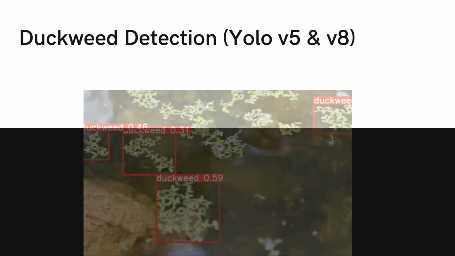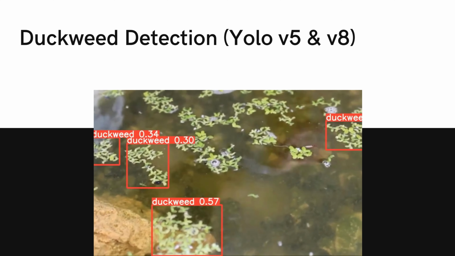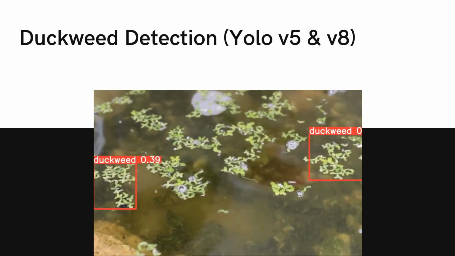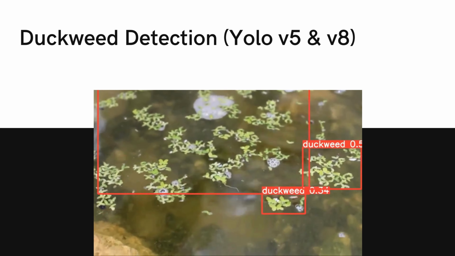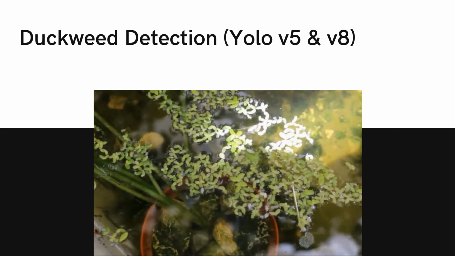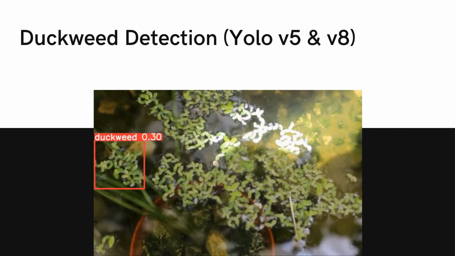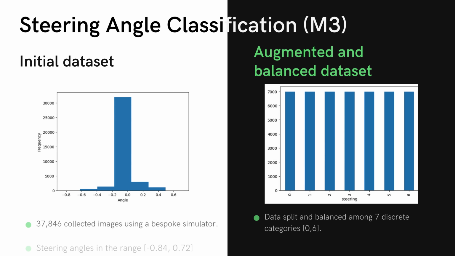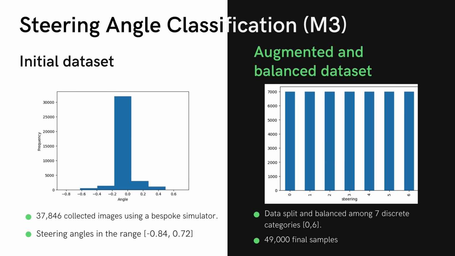We experimented with two versions of YOLO, namely YOLO version 5 and YOLO version 8, and embedded the best model inside the VPU of the OAK-D camera. On the other hand, we approached collision avoidance by exploring end-to-end learning and stereo vision. The first approach was named M3 and required collecting a dataset for deep learning.